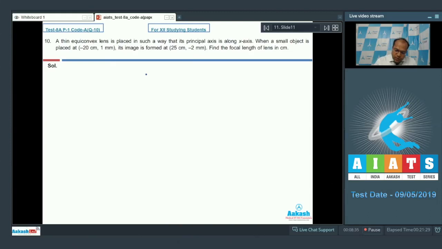So it is given, suppose this is a convex lens, and this is the principal axis. Then the position of the object is somewhere here, that is (−20 cm, 1 mm), and its image is here, that is (25 cm, −2 mm). So from here we get the magnification as −2.